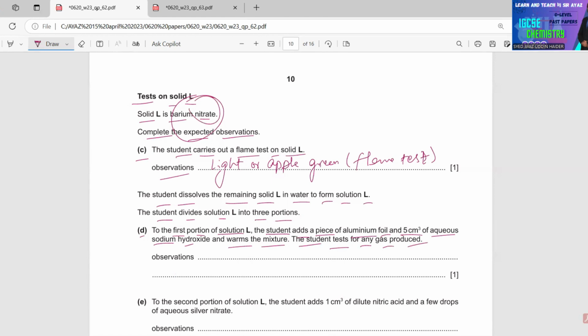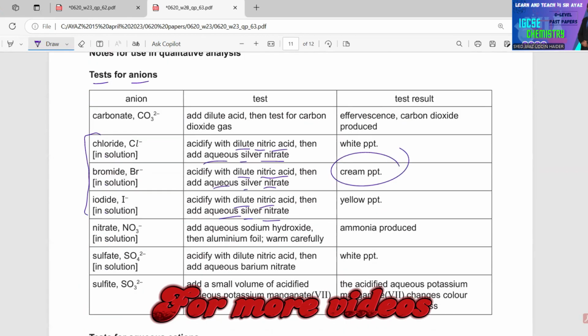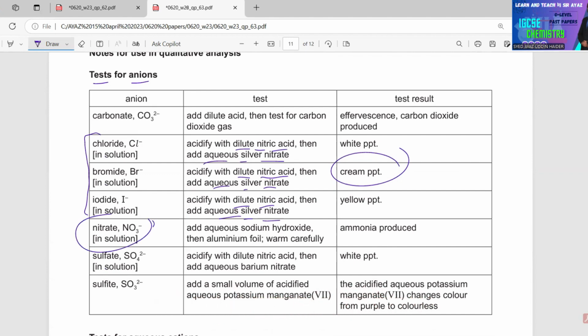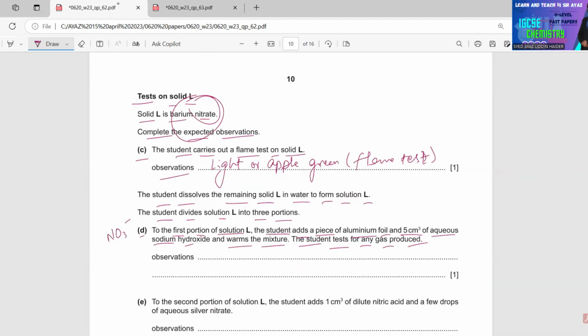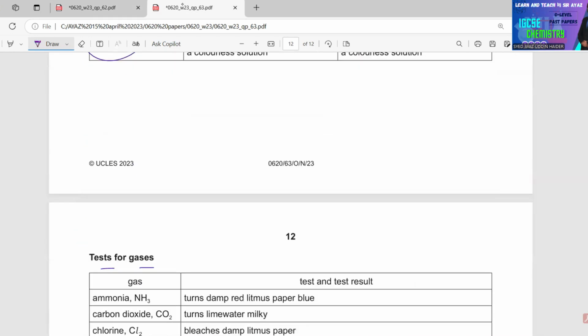Now it's a nitrate, so it must be the test for the nitrate ion, NO3 minus. If you look at the anion nitrate ion test, here's the nitrate ion. They are adding aqueous sodium hydroxide and aluminum foil, warming carefully, and ammonia is produced. So the student tests for any gas produced, so test for the ammonia gas. What is the test for ammonia gas? Here's the test for ammonia gas: turns damp red litmus paper blue.